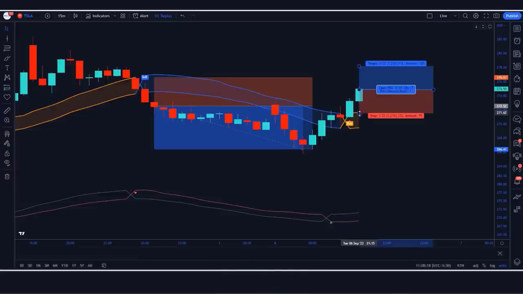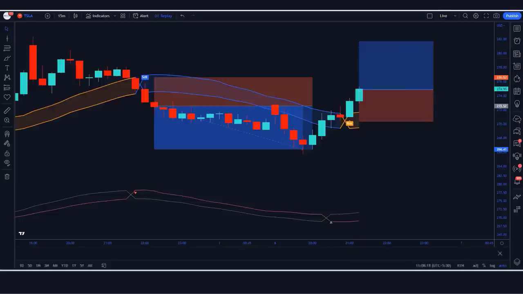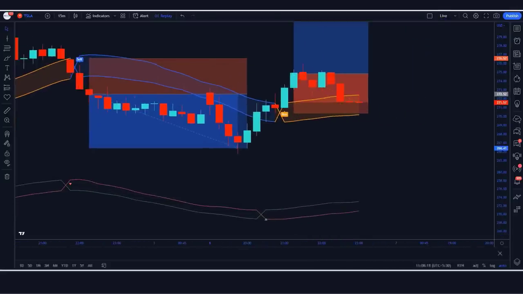Our stop loss is to be placed at the low of the previous candle of the signal candle. And the risk to reward ratio will be 1:1.5.